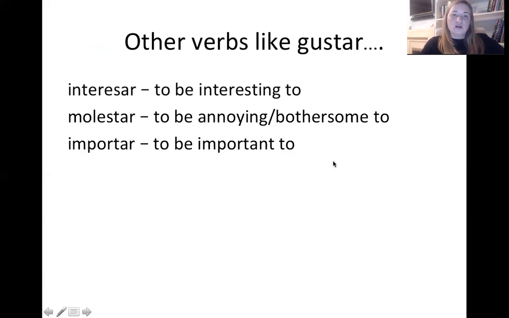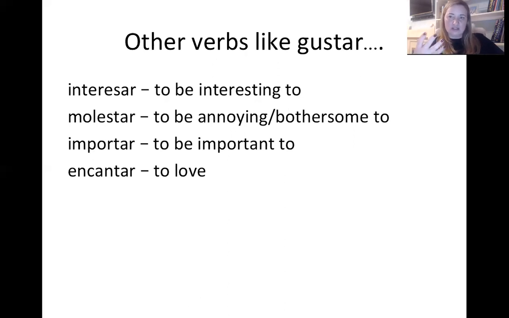So other verbs that work in the same way as gustar. Now, there are quite a lot, there's quite a large group of them, but I've just chosen the main 5 or 6 that I think are most important to you. I don't want us to get overwhelmed, and I think it's already quite a lot to have taken in how gustar works. And you will be able to apply those rules after a bit of practice, but I've just chosen the 5 or 6 that I think are most important for you at this stage.